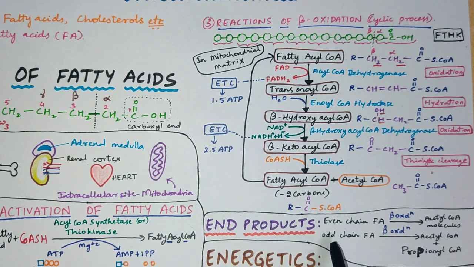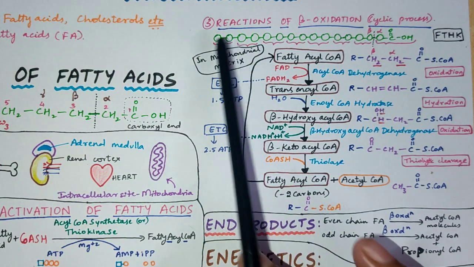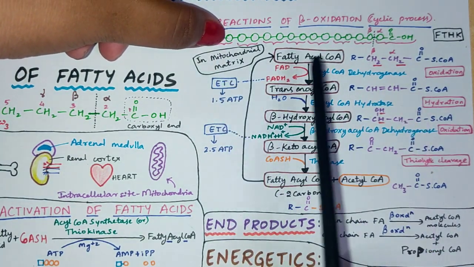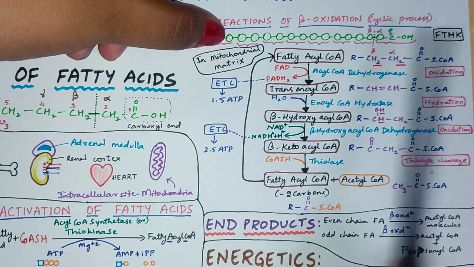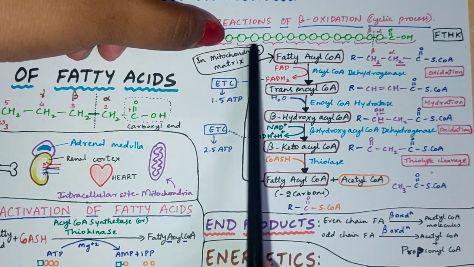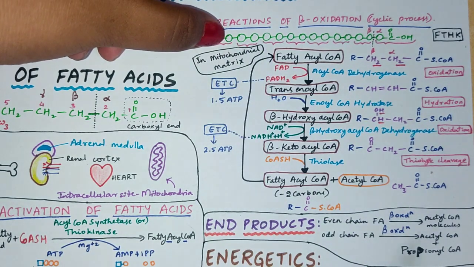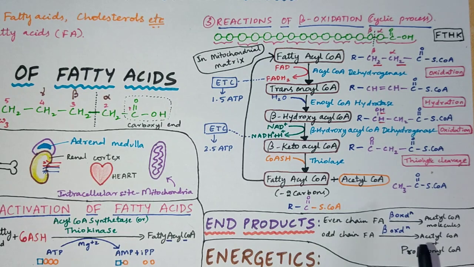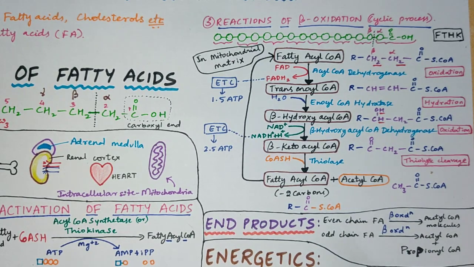If the structure is an odd chain, if this carbon is not there, what happens is 2 will be eliminated. At last, we'll have 3 carbon molecules. So we will also get propionyl-CoA along with acetyl-CoA. When even chain fatty acids undergo beta oxidation, we'll get only acetyl-CoA molecules, and when odd chain fatty acids undergo beta oxidation, we'll get acetyl-CoA, and along with that we'll get propionyl-CoA.